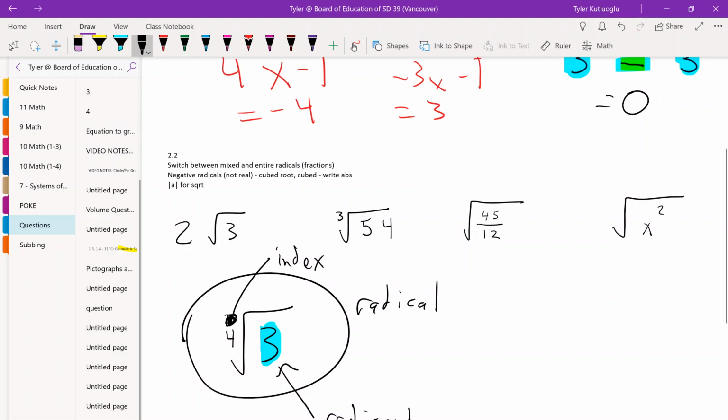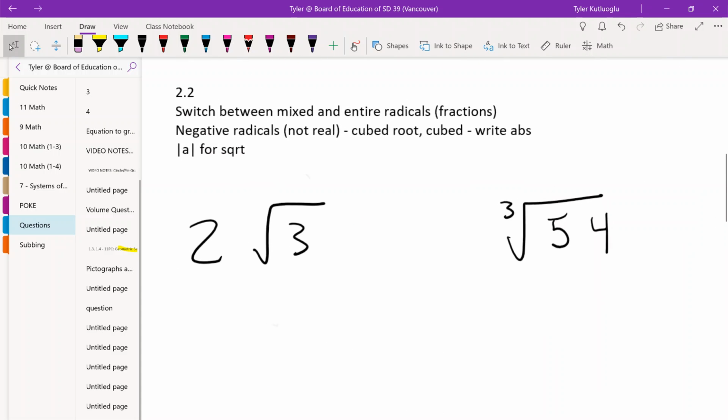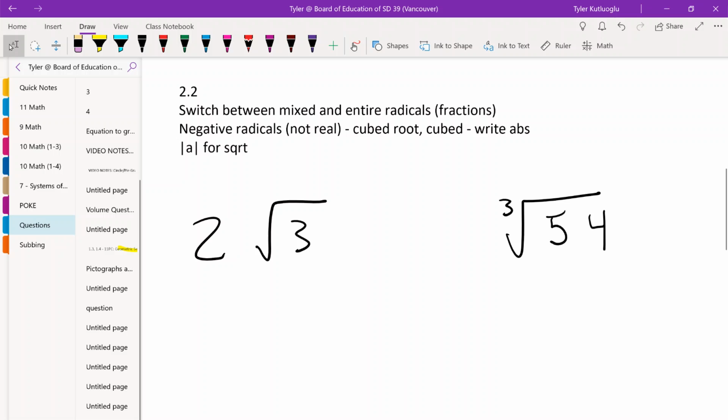With that in mind, the first basic thing we need to be able to do is something we did last year in grade 10, which is switch between mixed radicals and entire radicals. A mixed radical is like a mixed fraction, like 2.5. It's the same idea, so it's like 2 and square root 3, like what I wrote just there. The entire radical is when you have an entire number written underneath a root symbol, but you can usually simplify it.